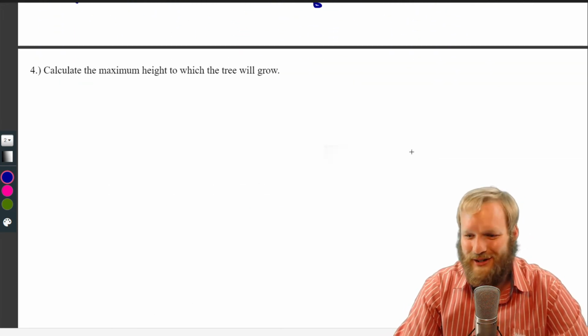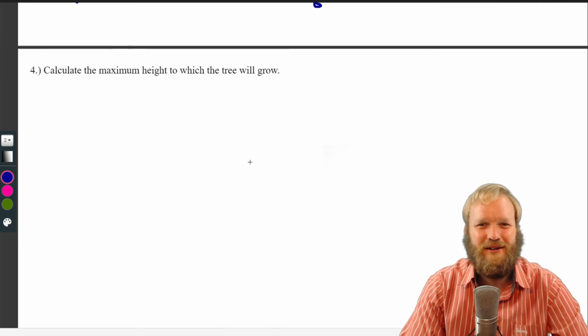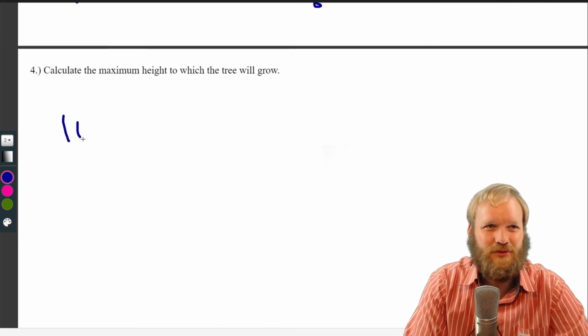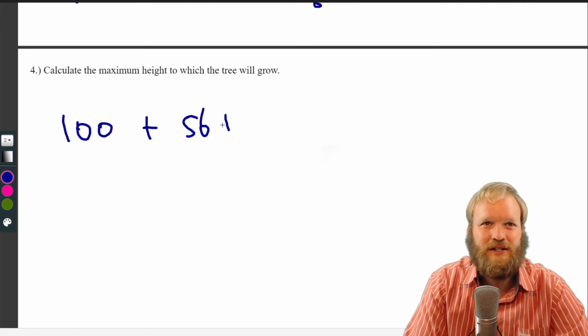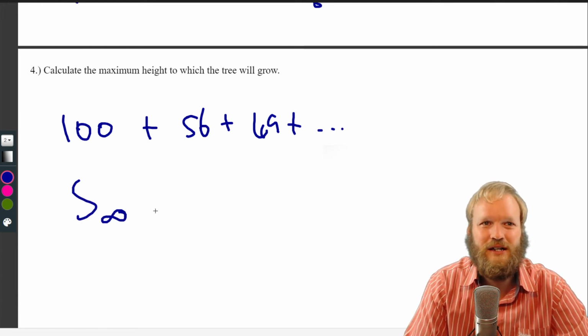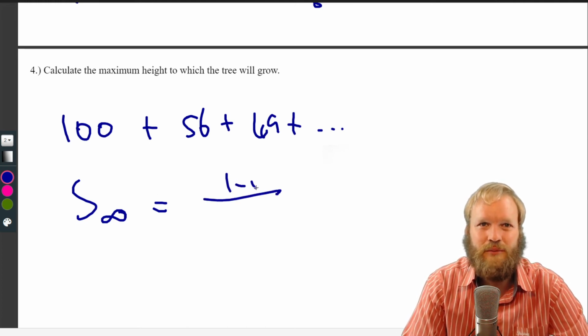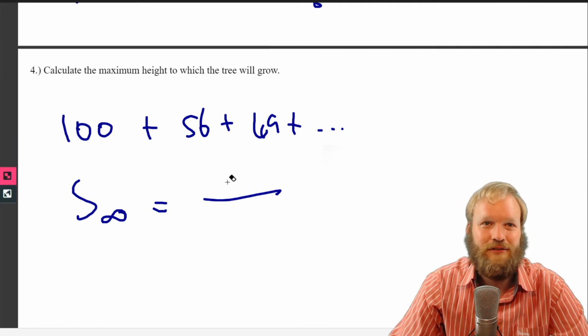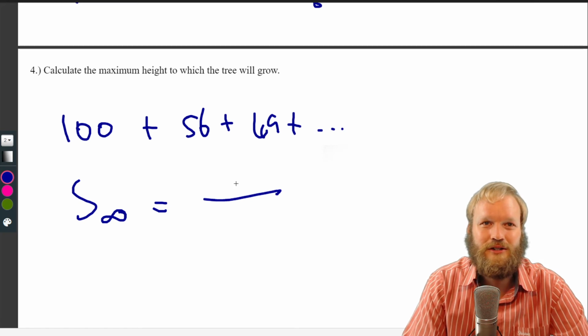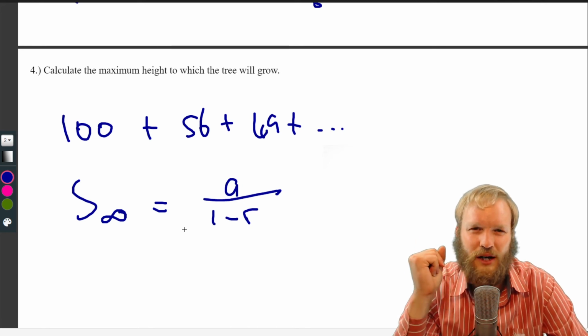Okay, and then the last bit here is calculate the maximum height to which the tree will grow. Feels weird that the tree is going to stop growing. Let's just revisit. We said we've got 100 plus 56 plus 49 plus. So in other words, can we just keep adding this? That feels like a sum to infinity. When can we use sum to infinity? When can we use this 1 minus r? What am I doing? I haven't simplified it yet. When can we use a over 1 minus r for our sum to infinity? What do we need to know to use that formula?